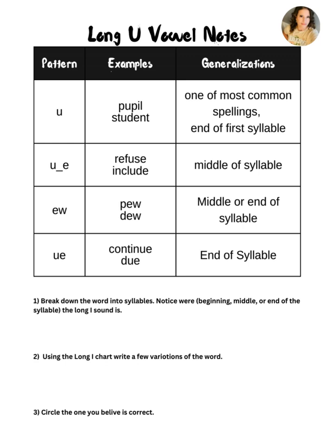The next one that we see in our table is the EW. This one is at the middle or the end of the syllable. The examples that we are given are pew and do. And then the last one in our table is the UE. This one happens at the end of the syllable. Our example words given are continue and do.